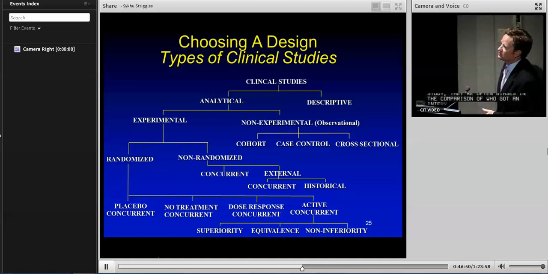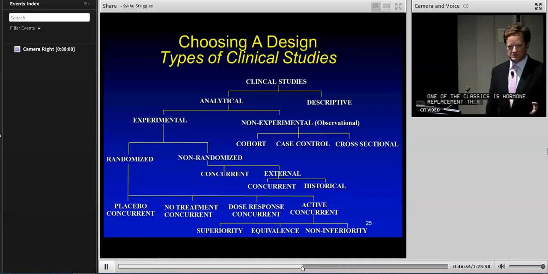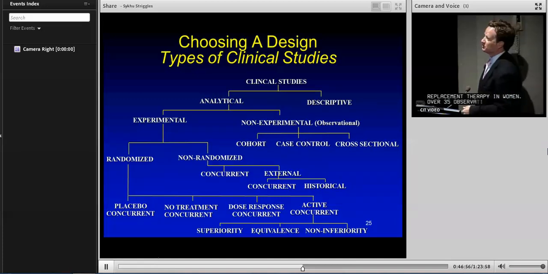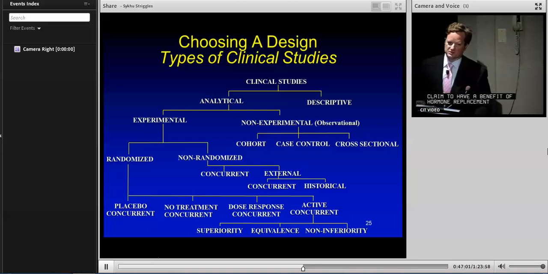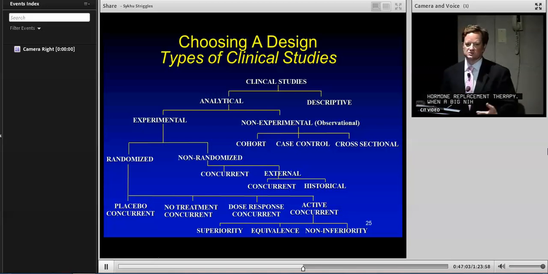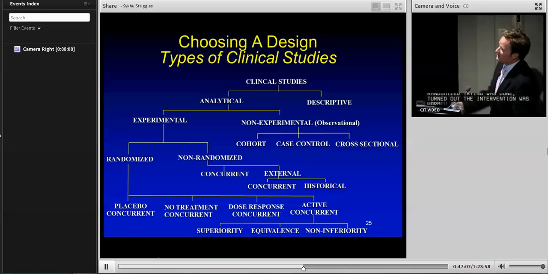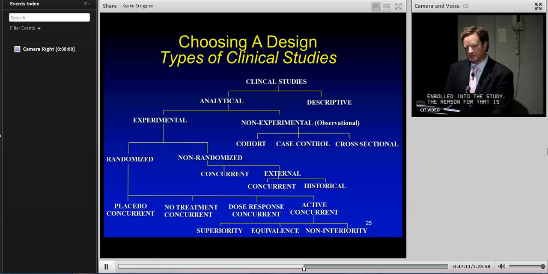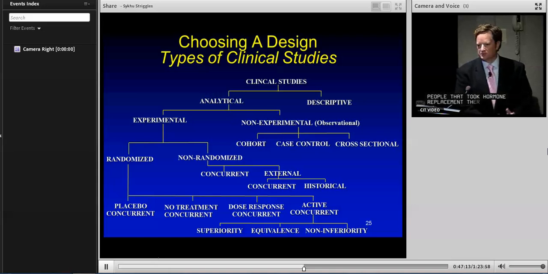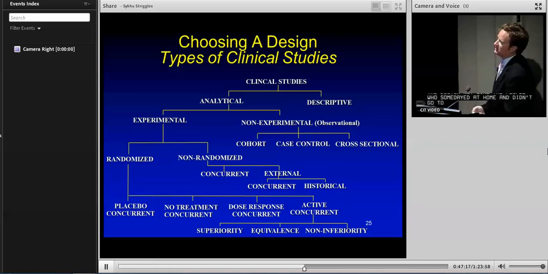One of the classics is hormone replacement therapy in women. Over 35 observational studies claim to have a benefit of hormone replacement therapy in women, and then when a big NIH-sponsored randomized trial was done, it actually turned out that the intervention was harmful in the types of people who were enrolled into the study. And the reason for that is that the people who took hormone replacement therapy and went to the doctor to get it are not like the people who stayed at home and didn't go to their doctor to get it. They're inherently different people to begin with.